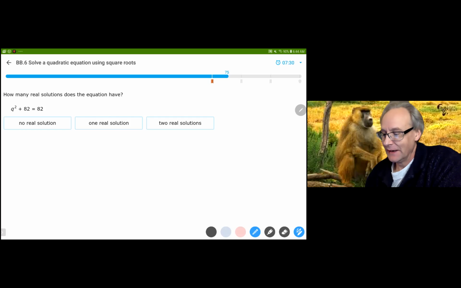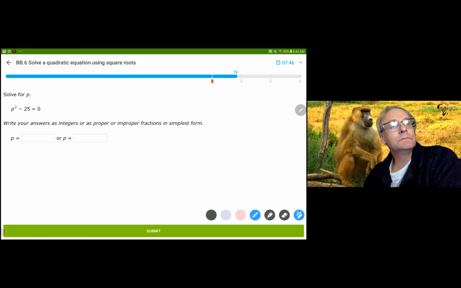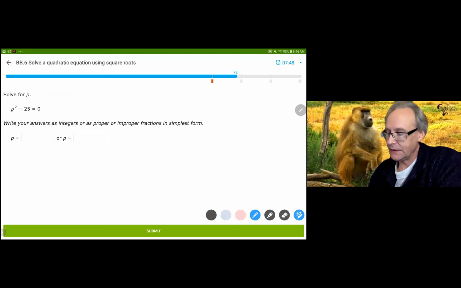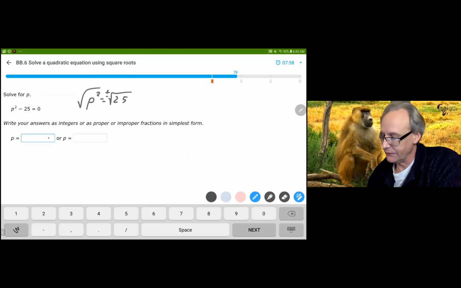Sorry, guys. We subtract 82 and we get q squared equals 0. And there's 1 real solution. And when you get 1 real solution with quadratics, it's always 0. Or yeah, it's pretty much always 0. This one's going to be plus or minus 5 because p squared is equal to 25. So we take the square root and we're taking the plus or minus. So we have 5 or negative 5.